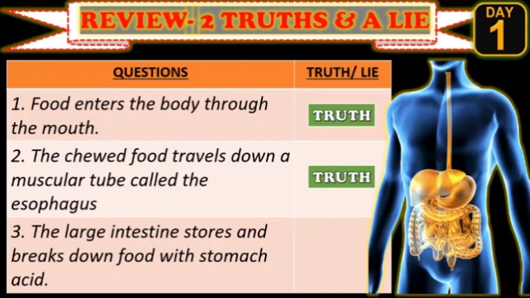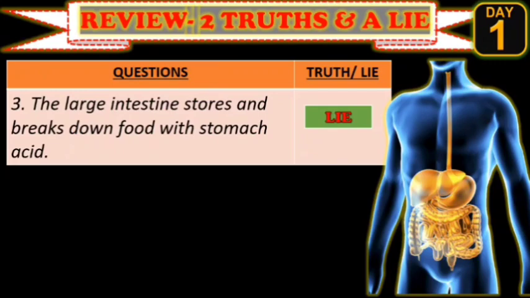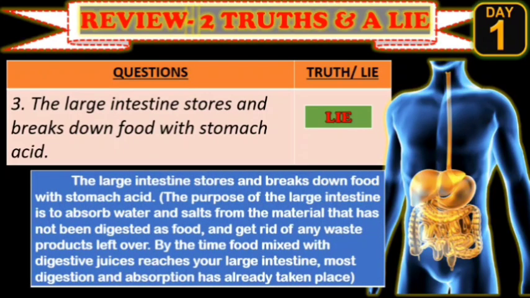Next one, the large intestine stores and breaks down food with stomach acid. And that is a lie. Why is it a lie? Because the purpose of the large intestine is to absorb water and salts from the material that has not been digested as food and get rid of any waste products left over. By the time food mixed with digestive juices reaches your large intestine, most digestion and absorption has already taken place.